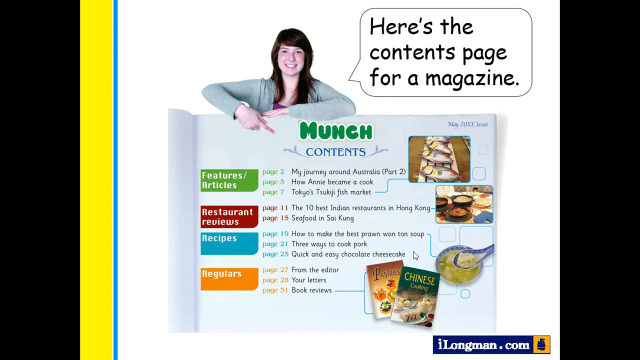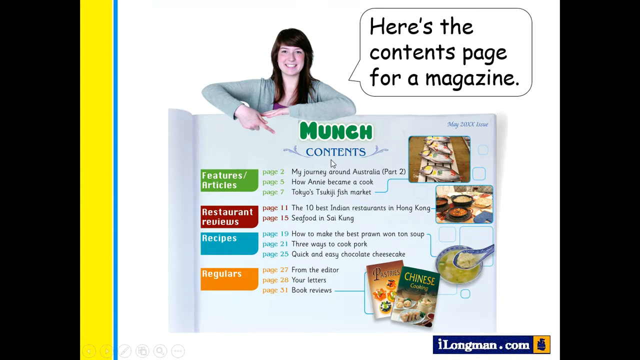Here is the contents page for a magazine. We know this is a magazine because there is a date and the word issue at the top right-hand corner of the page. Here we have the name of the magazine, Munch. It rhymes with lunch. And the word contents. Sometimes we call this the table of contents.